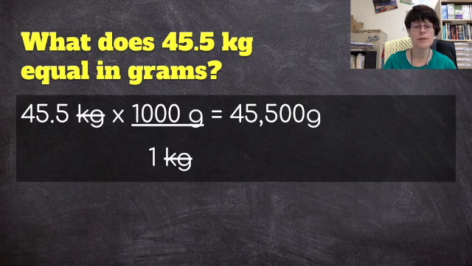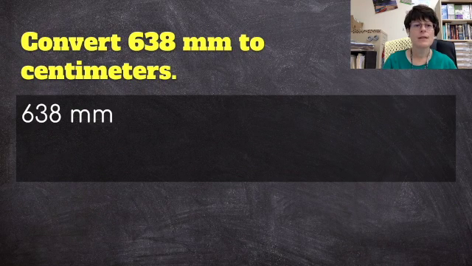So let's do something a little more complex. Let's convert 638 millimeters to centimeters. So again, I start with the quantity I'm given, 638 millimeters. And I think, okay, do I know how many millimeters are in a centimeter? And I might, but let's pretend I don't, because I want to make a little more complex problem. I want multiple conversion factors. So let's say I don't know how many millimeters are in a centimeter, but I know how many millimeters are in a meter. And I know that there are 1,000 millimeters in a meter because milli means 1,000.